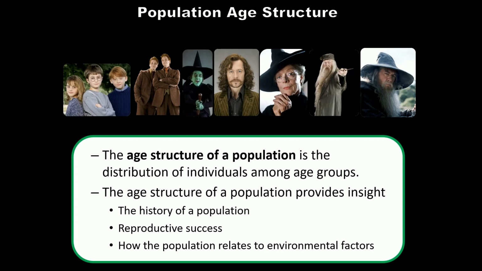So the age structure of a population is the distribution of individuals among age groups, and the structure provides insight into the history of a population, reproductive success, and how the population relates to environmental factors. You can get information about what's happened to a population in the past by just looking at the age structure diagram. It's almost like looking at tree rings, if you're familiar with that idea.